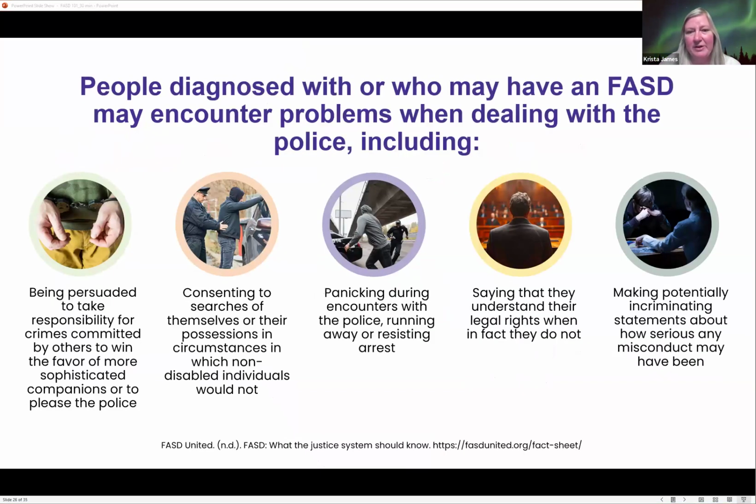And people diagnosed with or who may have an FASD may encounter problems when dealing with the police, including that they might be persuaded to take responsibility for crimes that were committed by others, consenting to searches of themselves or their possessions, panicking during encounters with the police, running away, resisting arrest, saying that they understand their rights when they don't, and making potentially incriminating statements about themselves or about the crime.